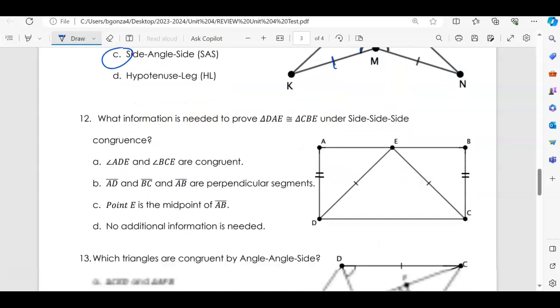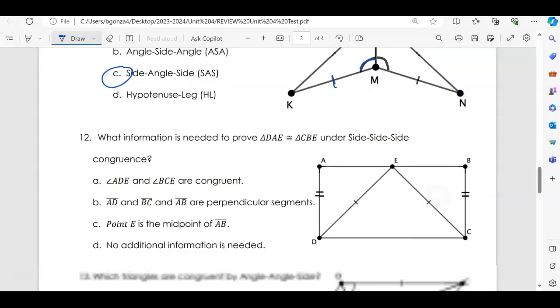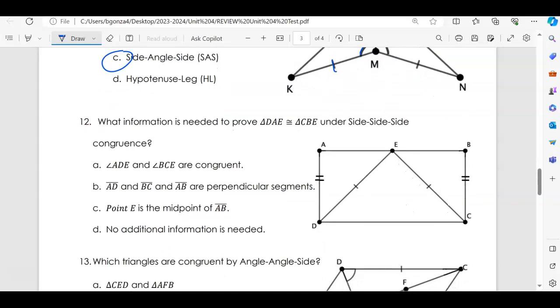All right, 12, what information is needed to prove DAE is congruent to CBE? Okay, so I only have 2 things out of these 2 triangles, this triangle and this triangle. They only have 2 sides, so I need one more thing. Now, if they tell us ADE, this angle, and BCE are congruent, like if we had this and this, that would be congruent, but it wouldn't be side, side, side. So I don't want those angles. No.